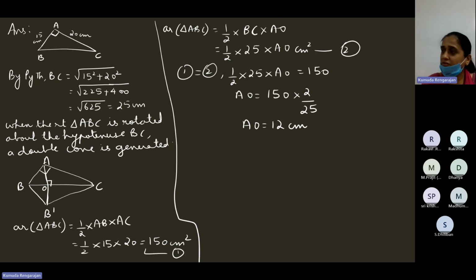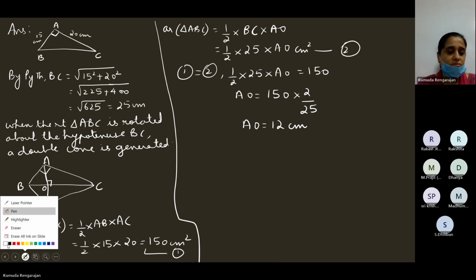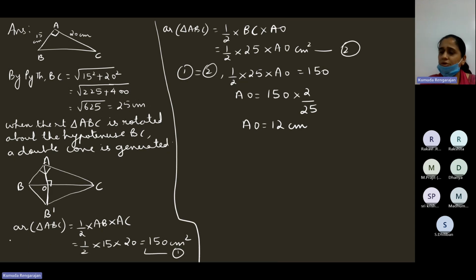Now find the area of the same triangle using the formula half into BC into height AO. So you get half into 25 into AO. Now half into 25 into AO will also be 150, right? So when you work that, you get AO is equal to 150 into 2 by 25, which is 12. Yes or no, children? Okay, now we found AO.